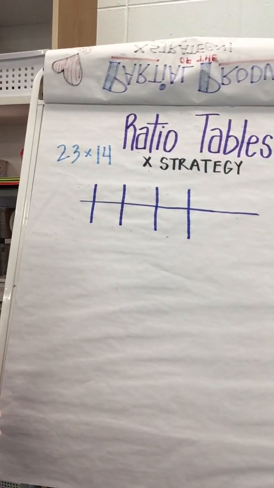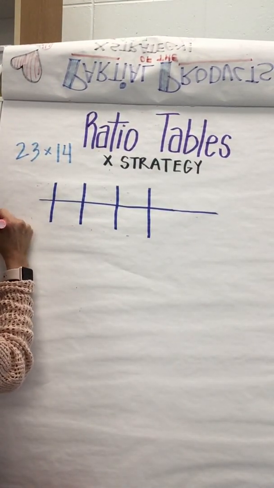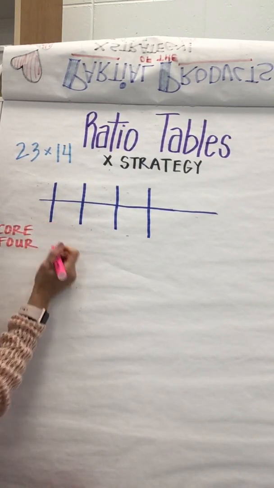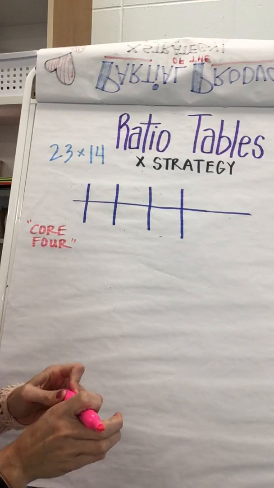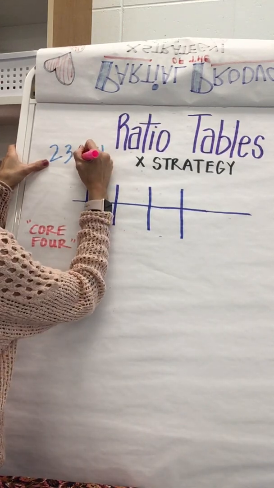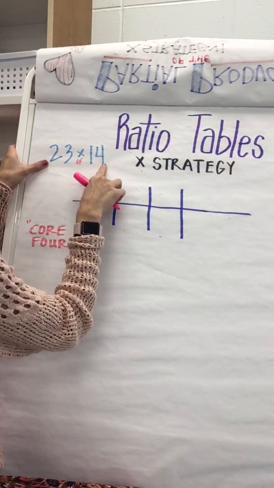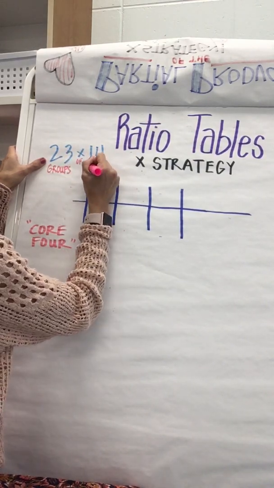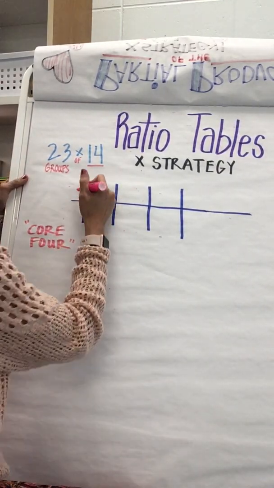When I first learned about ratio tables, I was introduced to a term called the core 4. I'm going to explain to you what the core 4 means. This is really 23 groups of 14. Sometimes I like to write that to remind myself: 23 groups of 14.